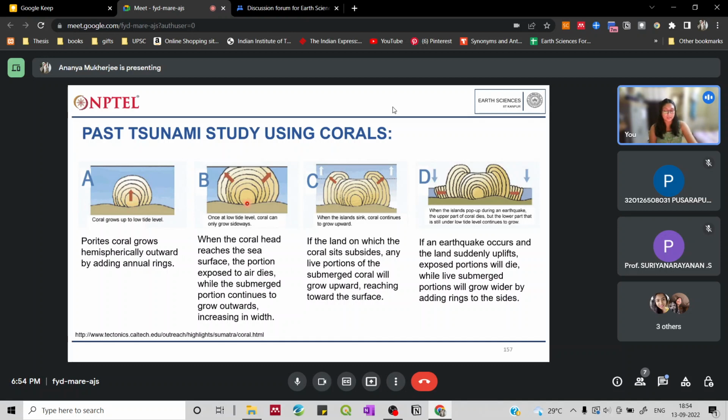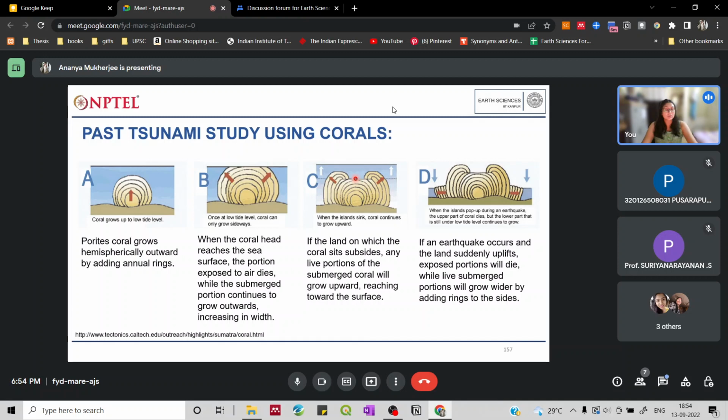As you can see in B, as soon as the height of the coral reaches the sea level surface, it intersects the sea level surface, and it will not grow vertically upwards, it will start growing sideways, okay. Next you see over here that it started growing sideways, okay. It stopped growing upwards over here, but suppose there is a sea level rise, okay.